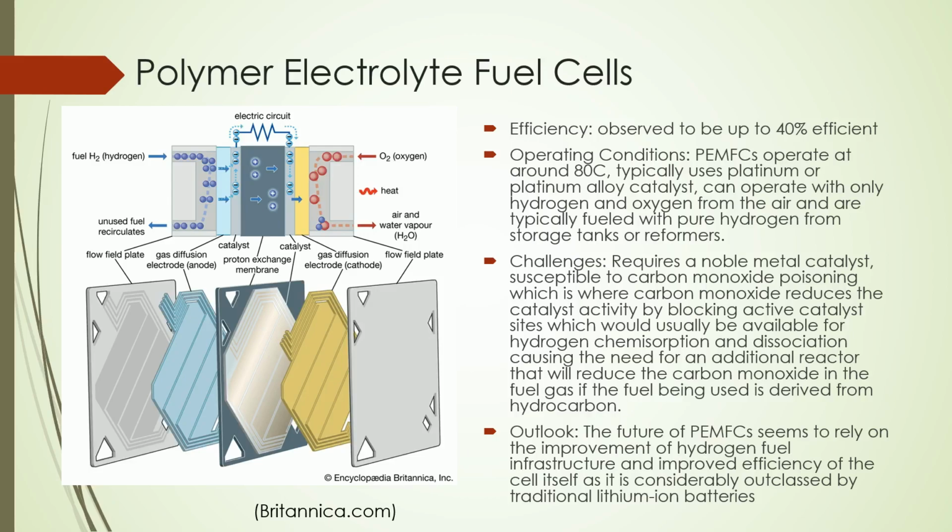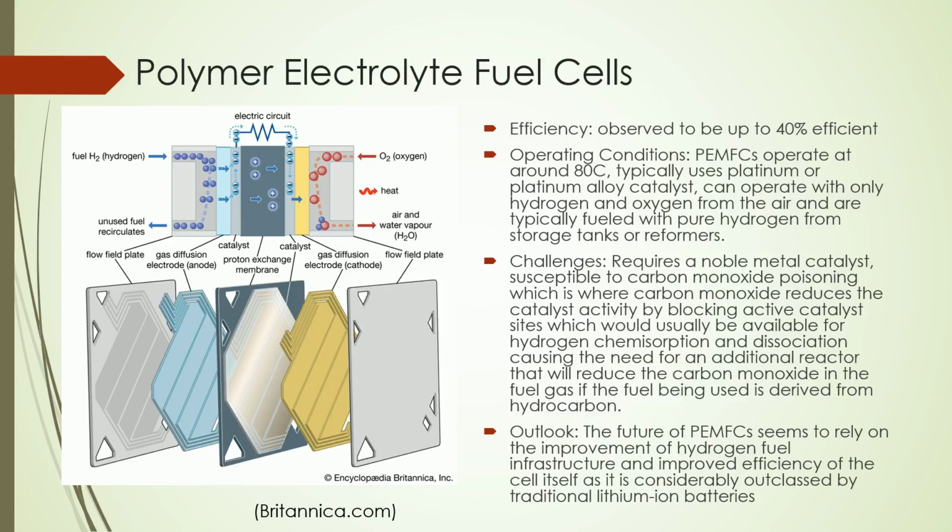These polymer electrolyte fuel cells have been observed to be roughly 40% efficient in the best case scenario. Operating conditions, however, are only around 80 degrees Celsius, which makes them much more useful for transportation and things like that, where they need to be operated in different machinery or operated by people. Platinum is typically used, or a platinum alloy catalyst. They can operate with only hydrogen and oxygen from the air and are typically fueled with pure hydrogen from storage tanks or reformers.